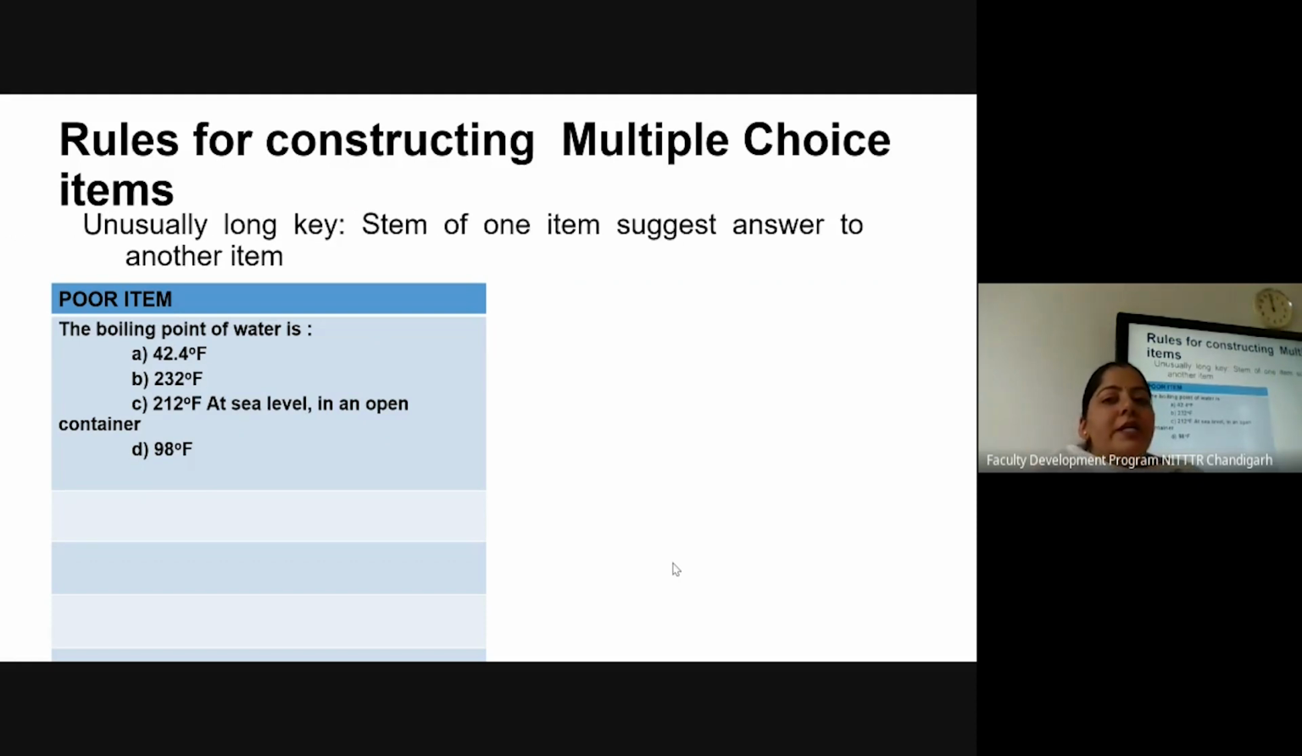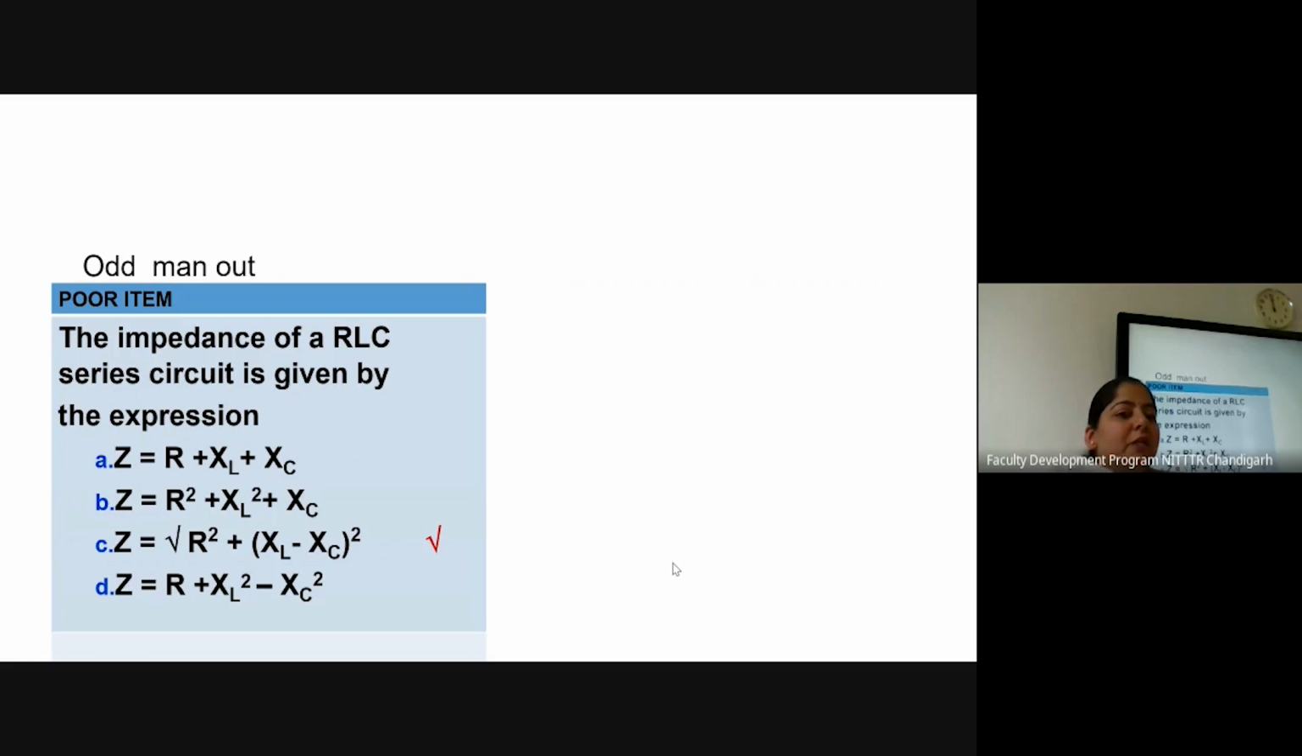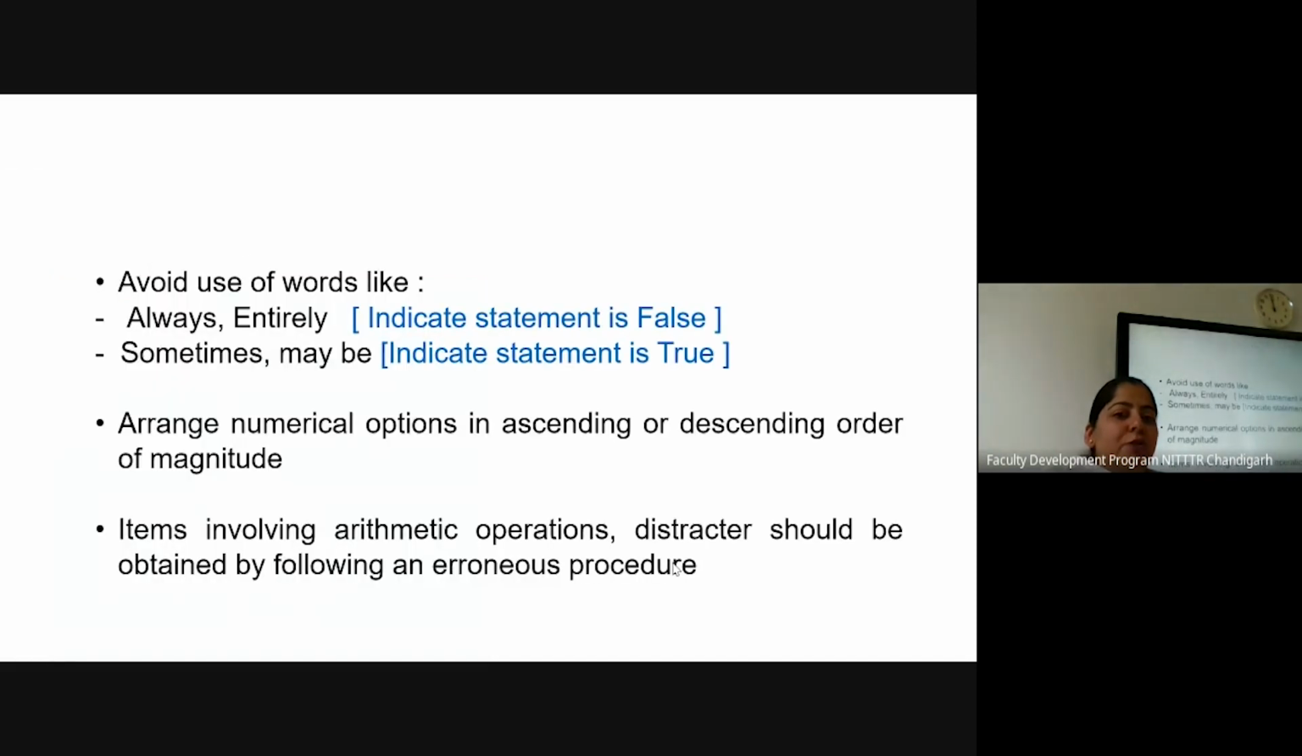Usually the long key stem of one item suggests the answer to another item. So this may be the odd one out, and that may be the right answer for this particular stem. So these are a few things that we need to consider. Odd man out, again the right answer, may be an unintended clue for the student.